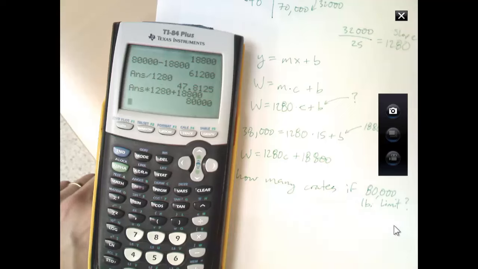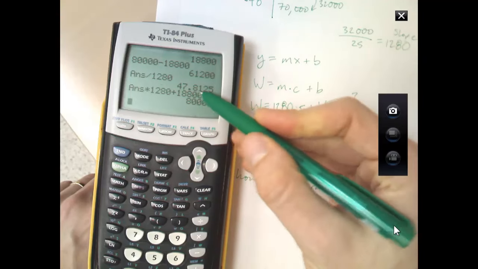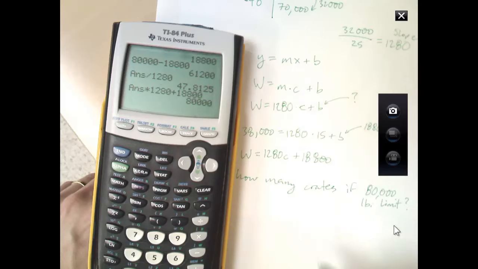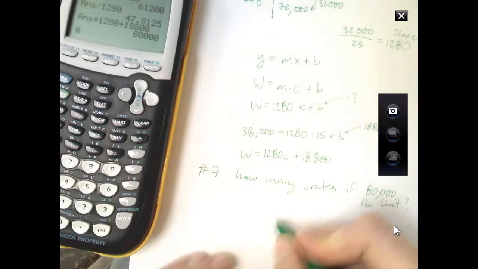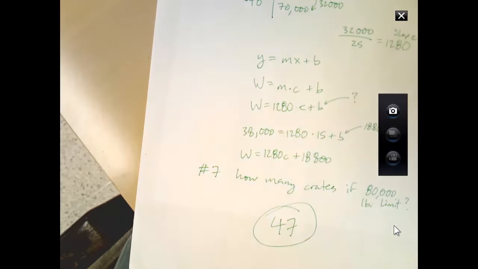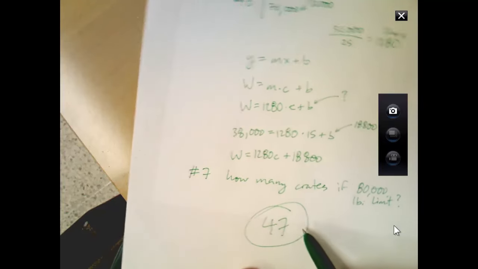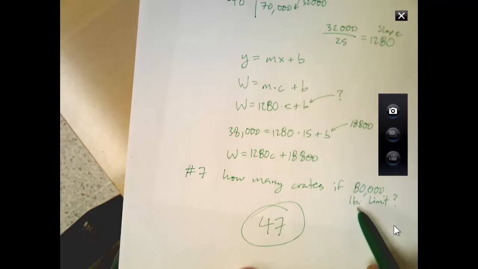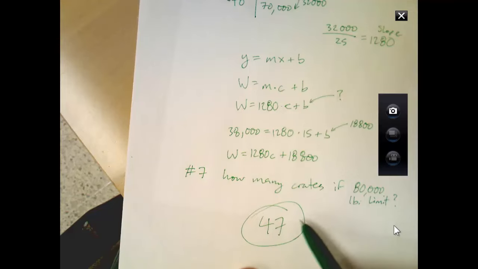Now the only trouble is I can't have exactly this many crates because it's not a whole number of crates. Well, that tells me that the answer here is 47, right? So the answer is 47 because 47 is the most I can have as a whole number without going over 80,000. It's not exactly 80,000, but if I go to 48, it's going to go over. So I know this is the answer.